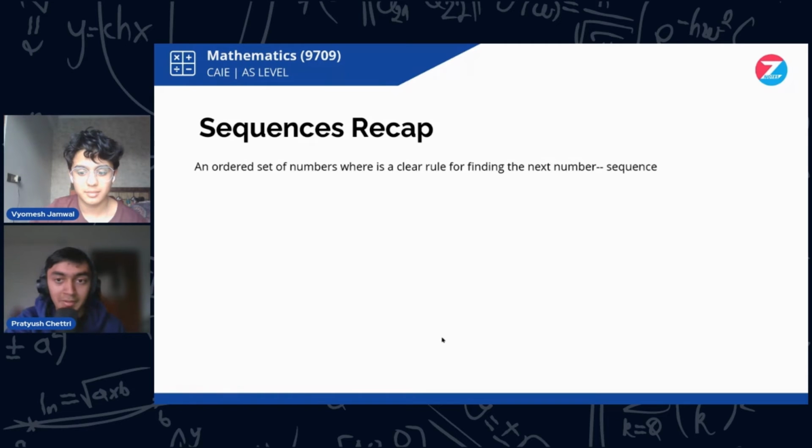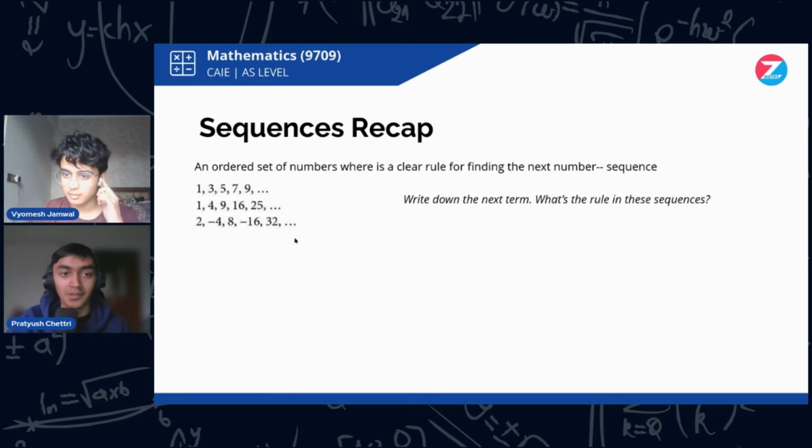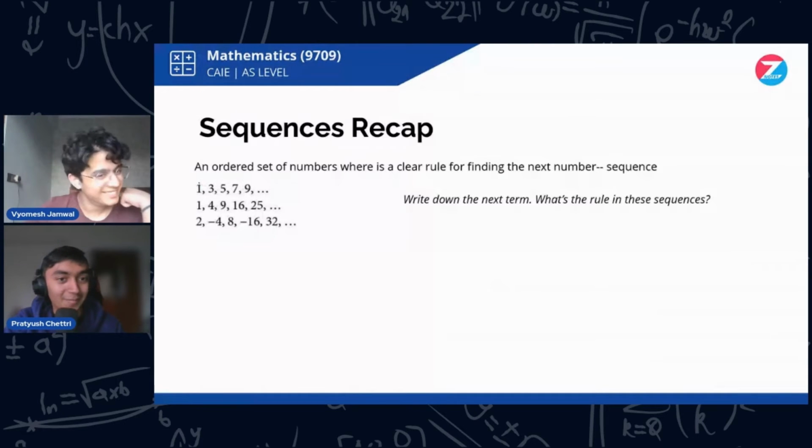Let's start with a recap of what we know. A sequence is simply an ordered set of numbers where there's a clear rule to find the next number. That's the textbook definition. Here are some sequences. Write down the next term and find the rule. For this, these look like odd numbers, don't they? There's a +2, +2, +2, +2. I would think the next one's 11, and the rule is you add 2.